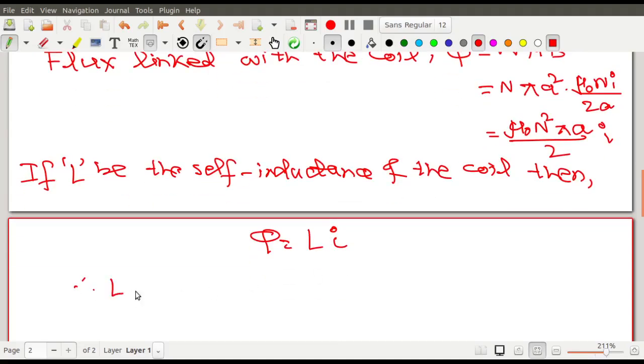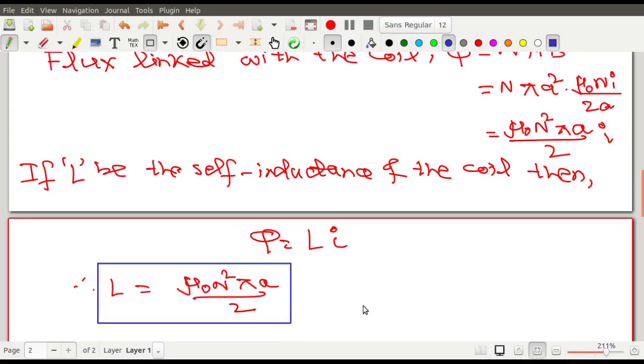So from here, what is L? What is the expression of L? The expression of L is mu 0 N square pi a divided by 2. So that is the expression I obtain at this particular moment. So L equals mu 0 N square pi a divided by 2. That is the self-inductance of a circular coil. So for a circular coil, the self-inductance can be found this way.